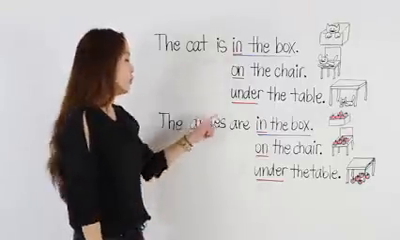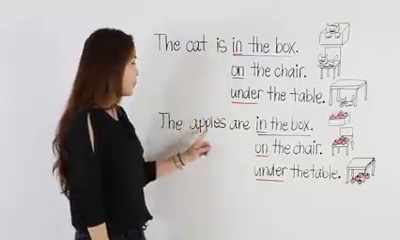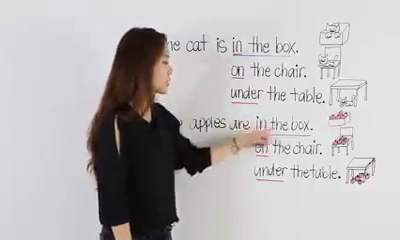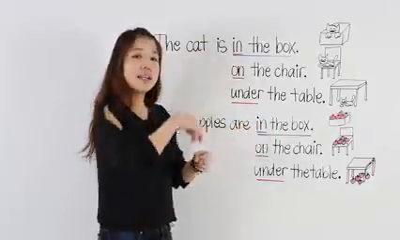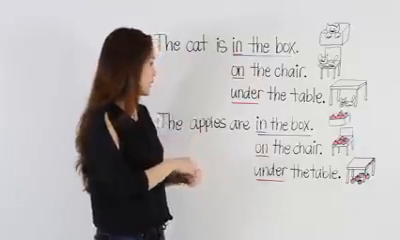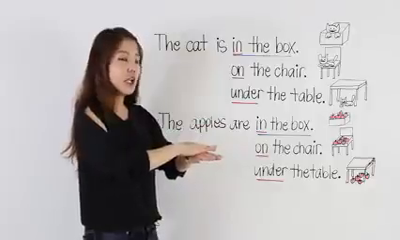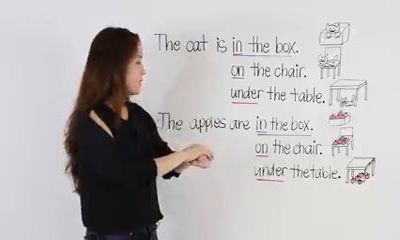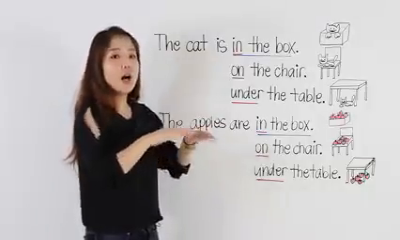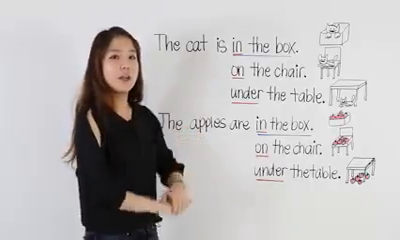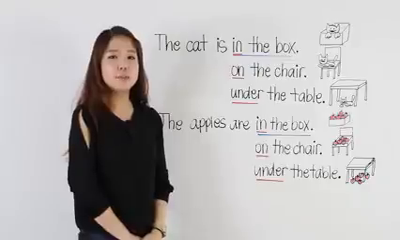Now we have plural nouns. The apples are in the box. Again, the apples are in the box. Okay, next, the apples are on the chair. And last, the apples are under the table. Okay, let's look at some more examples.